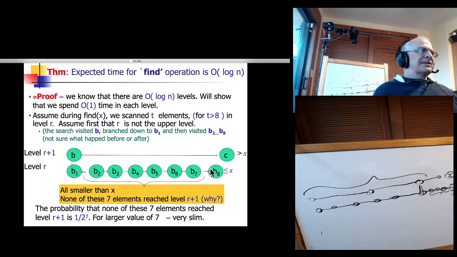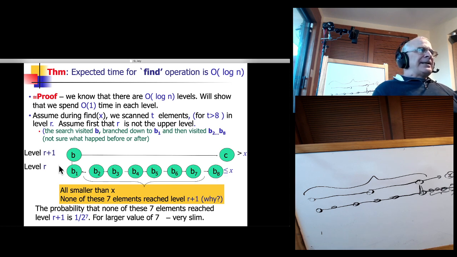So in this case, C itself is, by our assumption, larger than X. B1 is smaller than X, so I moved to the right. B2 smaller than X as well. Same is B3, same is B4, B5, B6, B7, B8. All of them are smaller or equal to X. Otherwise I would have gone down or stopped the search. So I'm sure that all these many elements that I looked at are all smaller or equal to X.